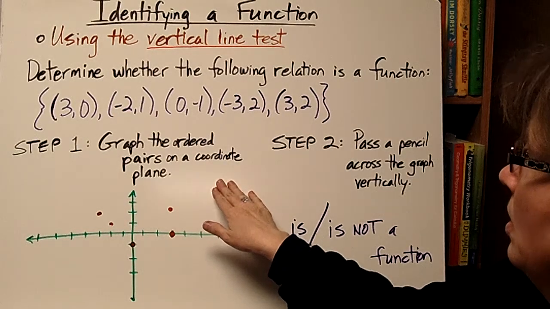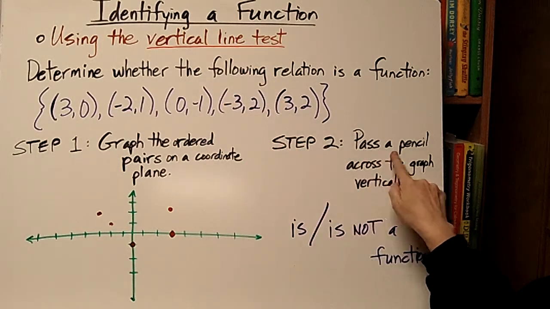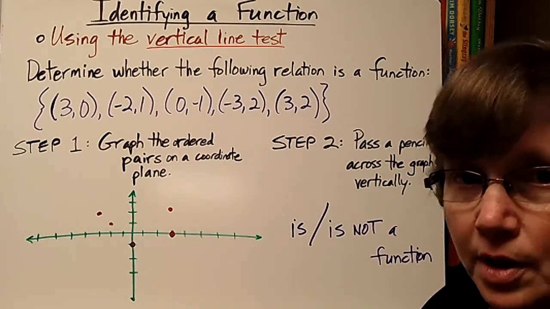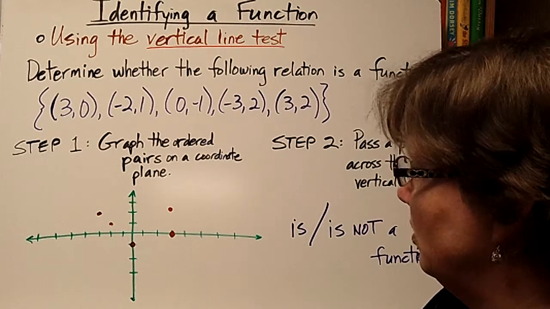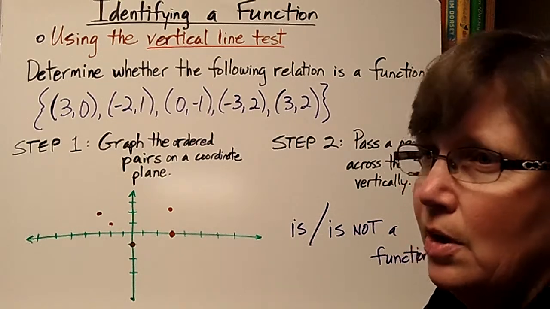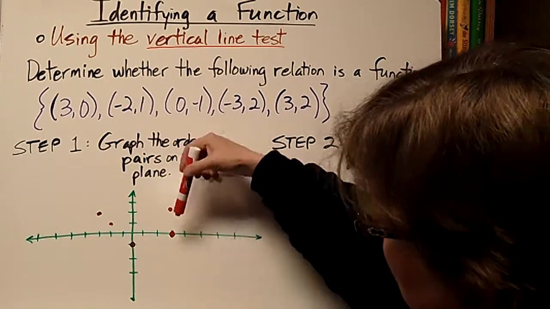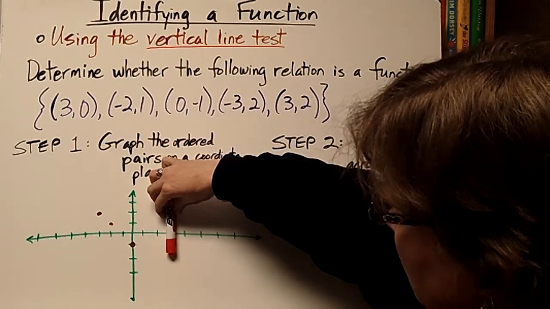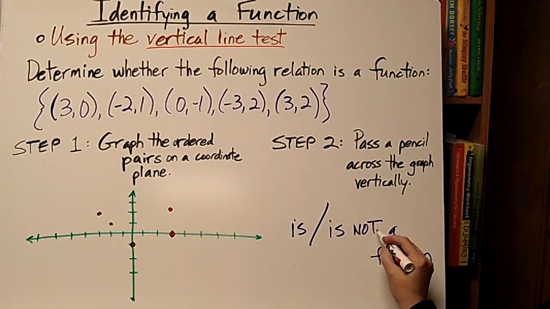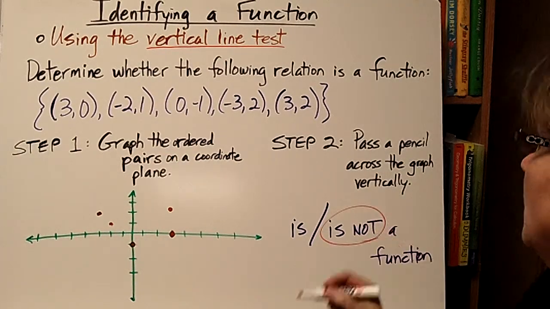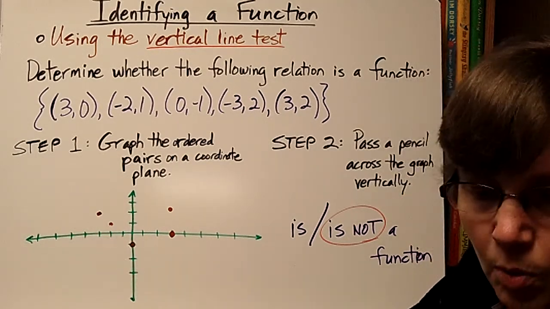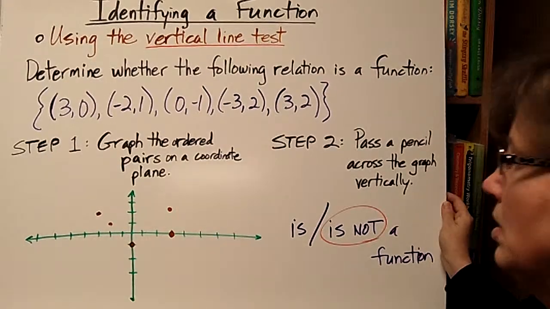For the second step of the vertical line test, we will now pass a pencil or any straight object across the graph vertically. If you have a sheet of paper, you could also draw a vertical line. If you have a vertical line connecting any 2 points, it is not a function. So in this case, we have 3's that line up on the vertical, which means that this is not a function. According to the vertical line test, you can only have them pass through any one point on the graph, or it is not a function.